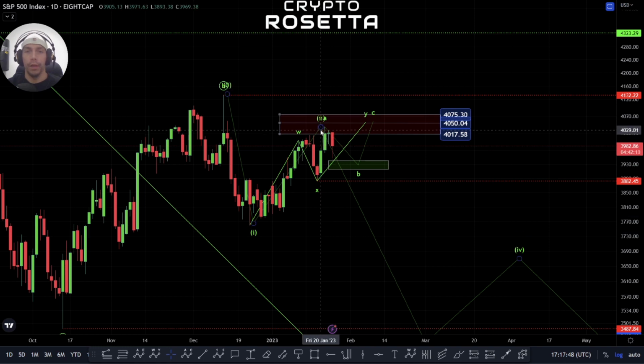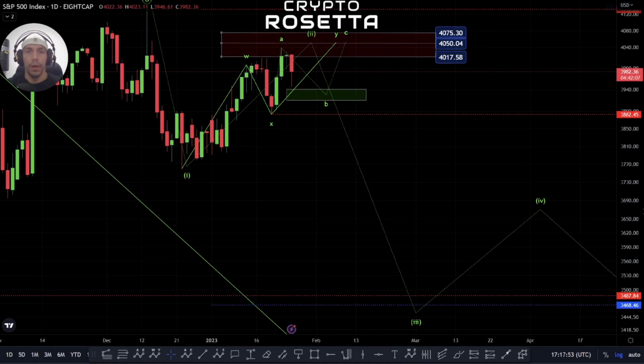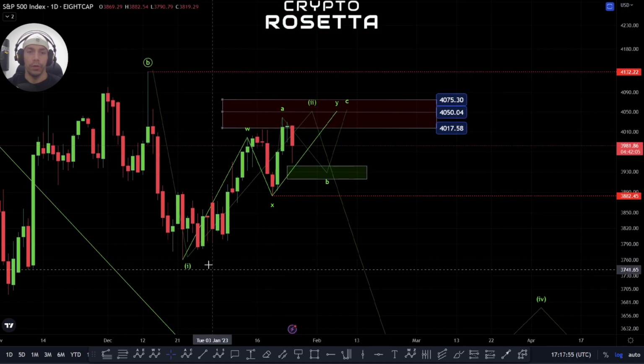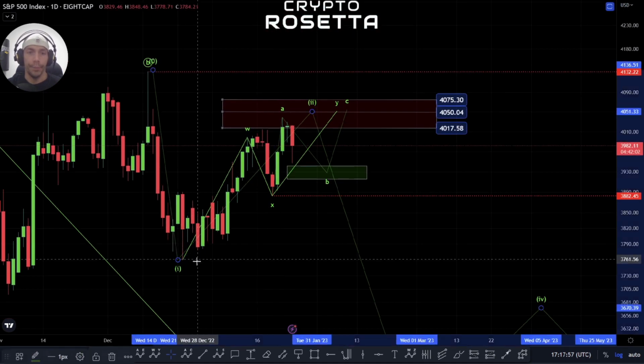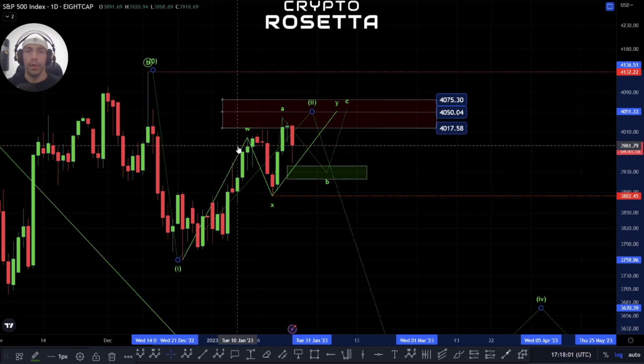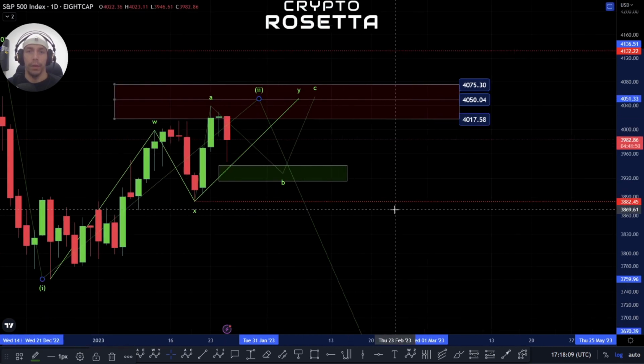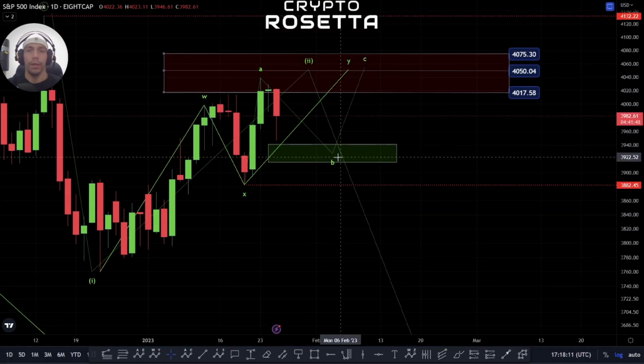But basically, what I'm looking for in here is the potential of a wave 2. And basically within this structure, it's very overlapping. And the way I'm looking at it is an A, B, C into this high here for this W, a flat correction for an X, and then potentially another ABC to the upside here to complete this Y wave to the upside effectively.